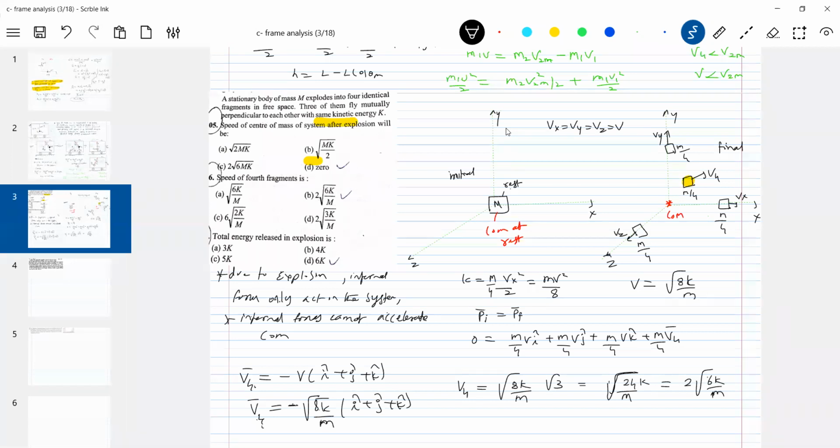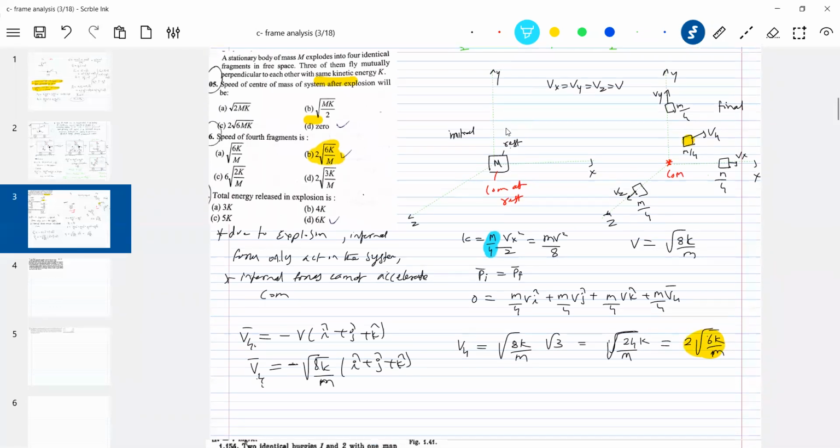Check once. There should be the speed of that one. Here mass m by 4 is what we have to take. Mass of each fragment is m by 4. Total energy released in explosion, how to calculate that? So that total energy released should be equal to m by 4, and I'll magnify it.